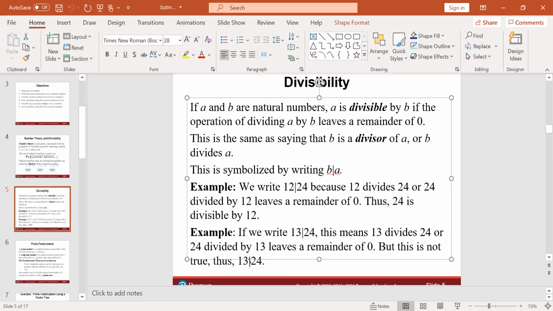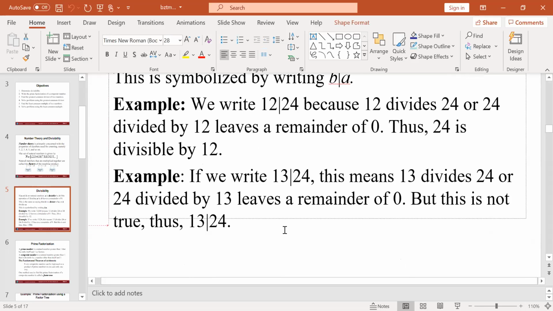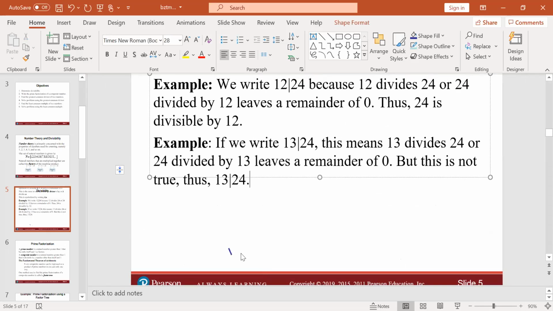So whenever we use the divides symbol, we have to cross through it when it's false. Oh, I see, somehow it just disappeared. You cross through it with a line, basically, to say no, 13 does not divide 24. So it's pretty simple. Does 2 divide 25? No, because 25 is not an even number. 2 cannot divide cleanly into 25.